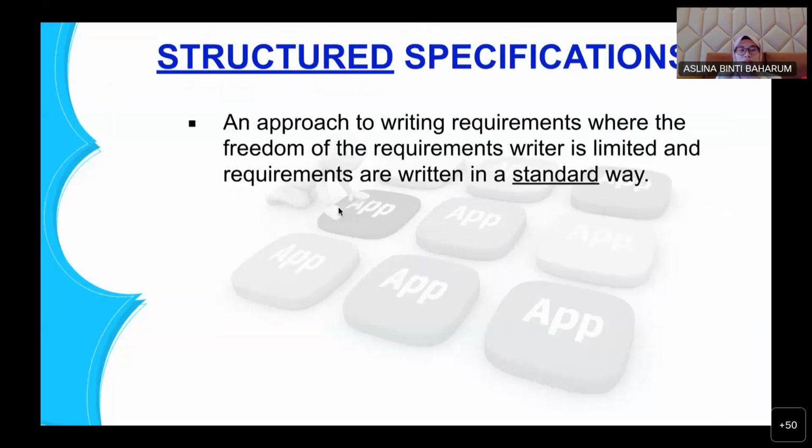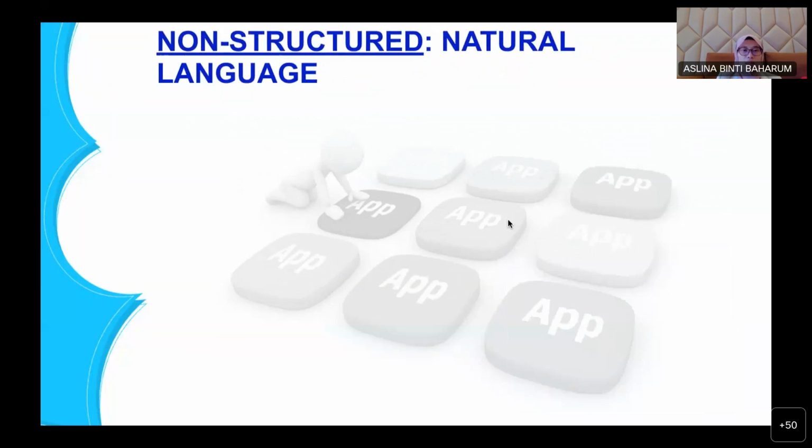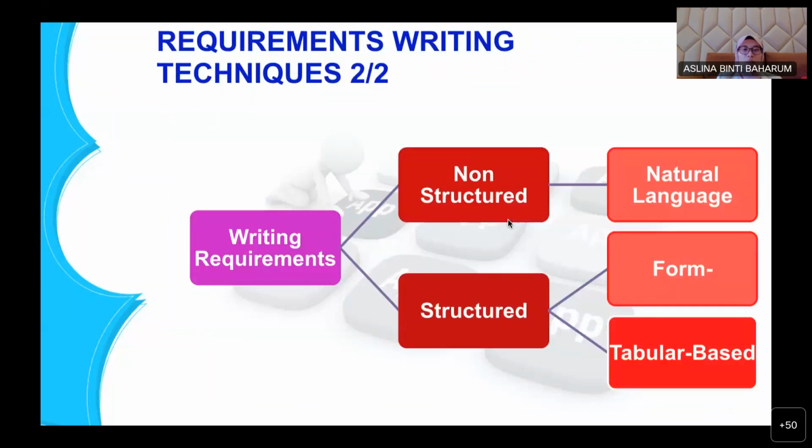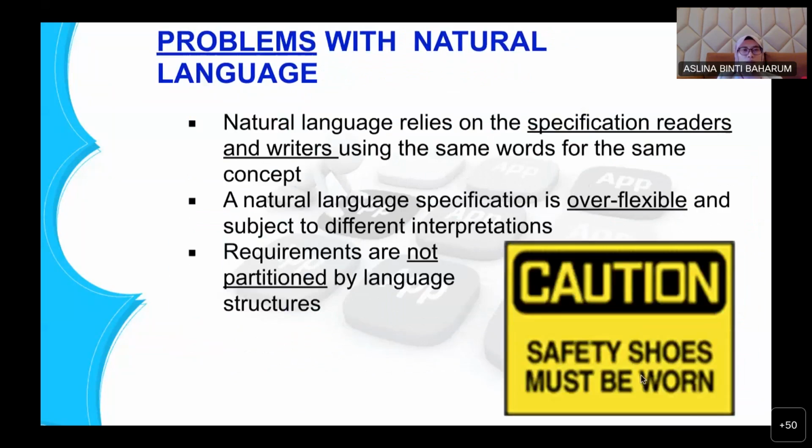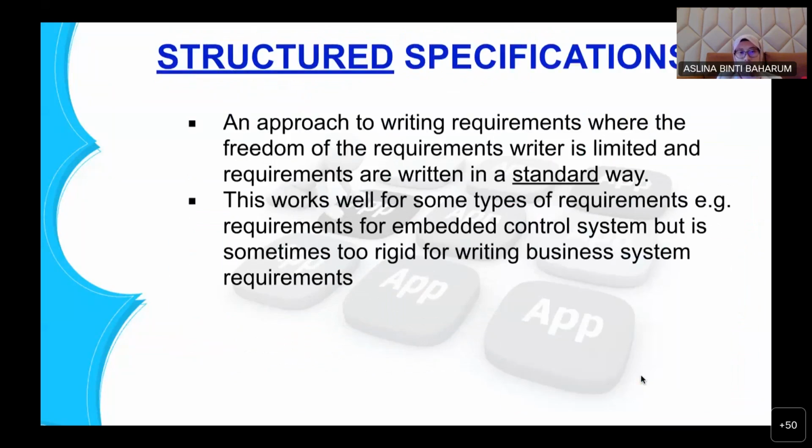Structured specification. Okay, this is a standard way. Remember what the structured one is? Wait, let me go back to remind you. Just now, non-structured had issues with natural language. Now we are talking about the structured one, where it can be form-based or table form-based. So the structured one is the standard way. This works well for some types of requirements, for example embedded control systems, but it is sometimes too rigid for writing business system requirements.